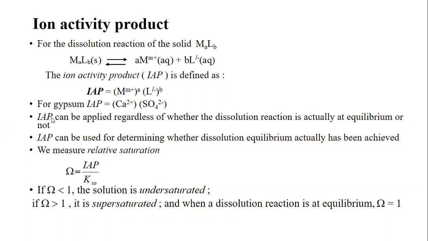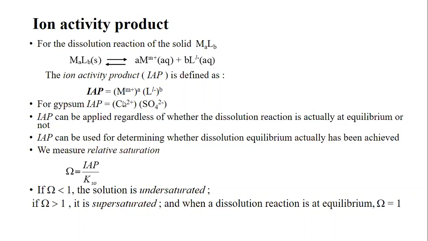IAP, the ion activity product, can be applied regardless of whether the dissolution reaction is actually at equilibrium or not. So suppose we have gypsum. We suspect gypsum to be in the soil system. So we're going to find out, do we have equilibrium? And how can you have equilibrium?